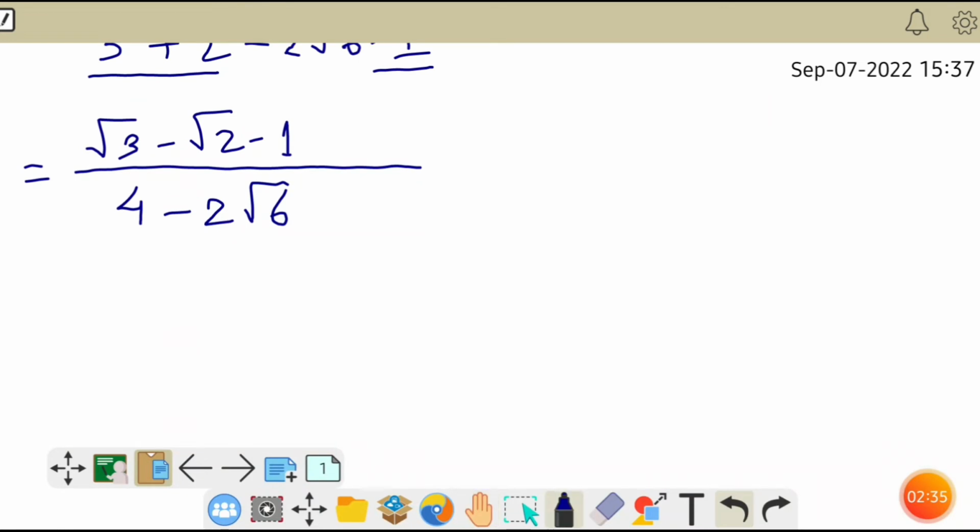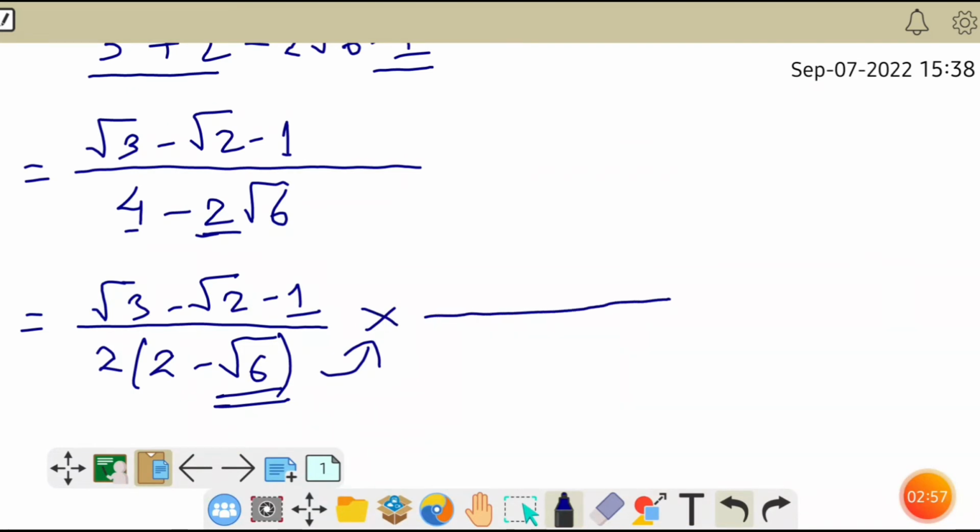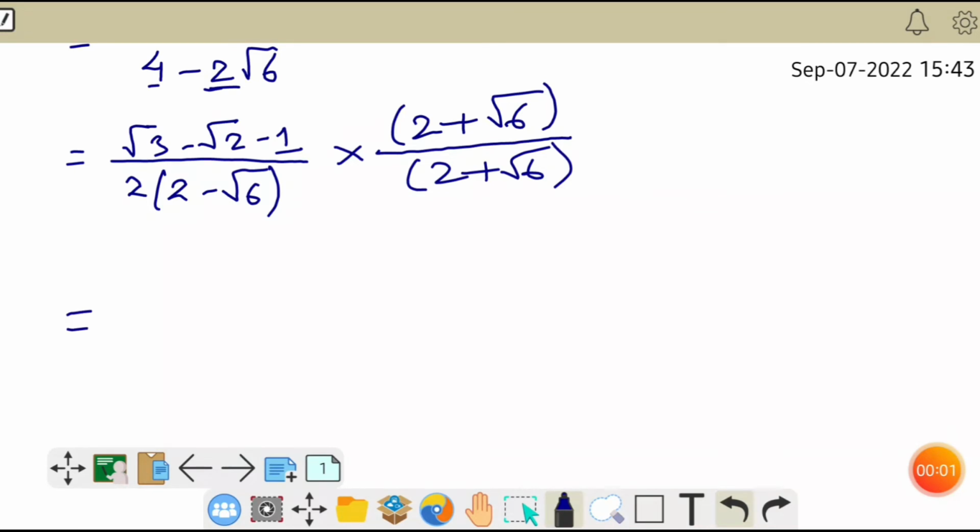3 plus 2 is 5, minus 1 is 4, minus 2 root 6. Now in the next step, we have to take out the common 2 in the denominator. So the numerator will be as it is, root 3 minus root 2 minus 1, and here we are getting 2 as common. So in the bracket, 2 minus root 6. Now again we have a root in the denominator, so we have to rationalize it. So we are taking 2 plus root 6 as the rationalizing factor. Now we'll multiply the numerator and denominator by 2 plus root 6.